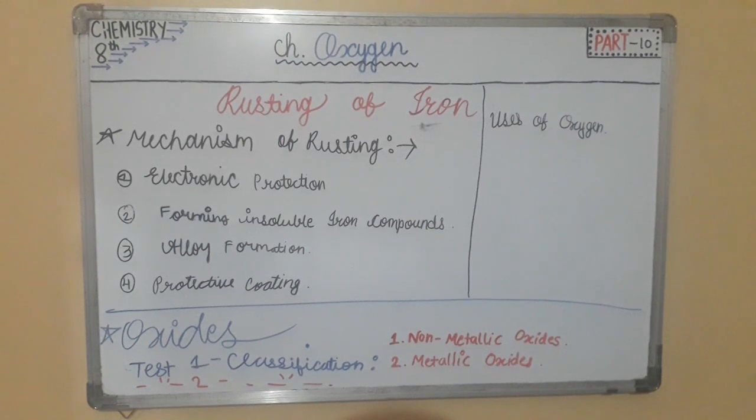First use is general use. Second use is artificial respiration. Third is combustion. Fourth is fuel. Fifth is oxidizing agent.